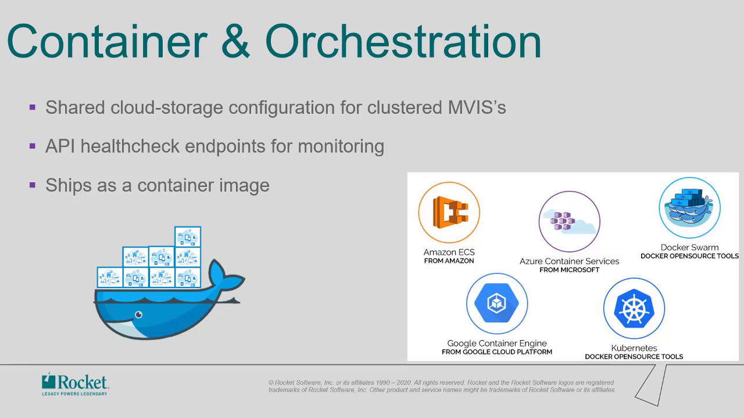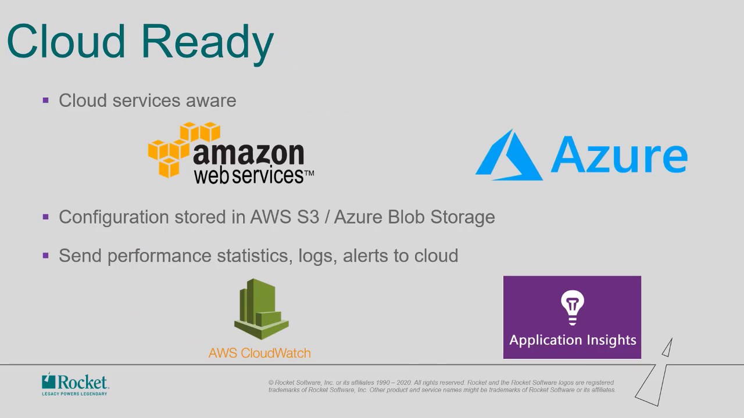We have certified with Kubernetes, but if you want to use any of the native resources or orchestrators from Amazon, Azure, or Google, we will work with those as well. We made sure that MVIS was certified across these two supported platforms of cloud providers and their services as well. So from storing common configurations that are useful when managing a cluster of MVISs to monitoring its performance, statistics, and logs, they can all be consumed in AWS CloudWatch or Azure Application Insights.